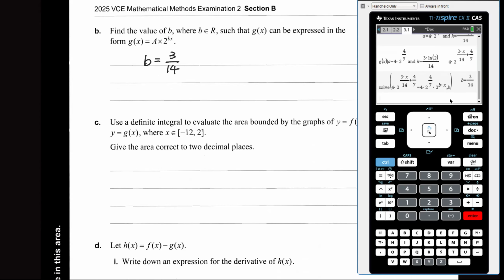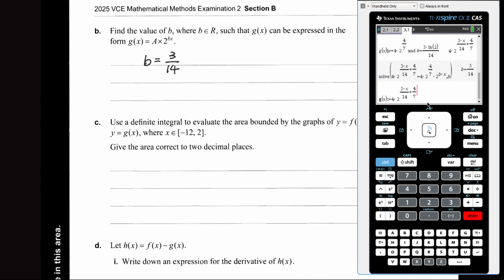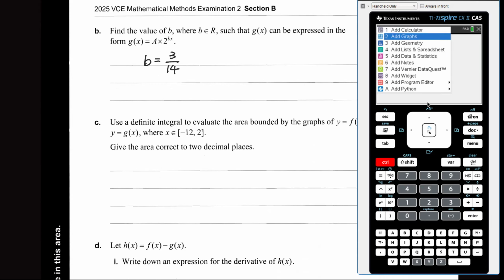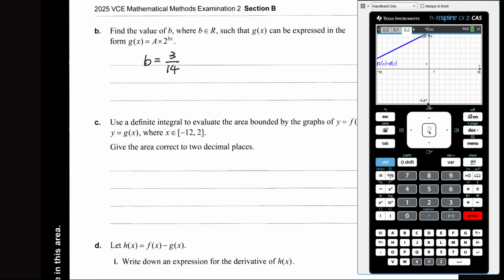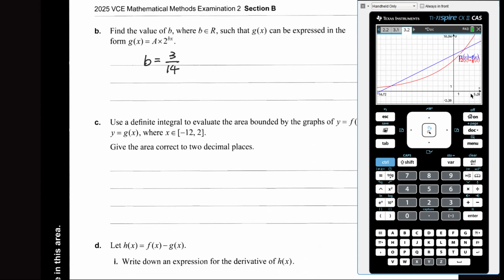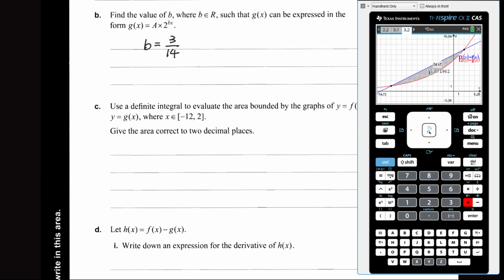Definite integral. So this is my g of x. I can just define it now. Replace this one with the previous one. And then f of x, g of x. Okay, so now f minus g, analyze graph bounded area from here to here. Let's get a few more decimal places. Yep.